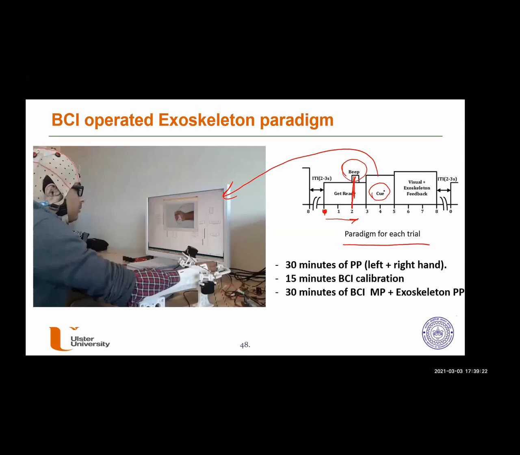And then if the person is thinking correctly, we get the BCI, the EEG signal, we get the EMG signal. And if the person is thinking correctly, then we actuate the exoskeleton. Okay, this is the paradigm for the trials. So we do 30% of physical practice, and then we do 15 minutes of BCI-based calibration and 30 minutes of BCI-based practice. This is our paradigm. The whole objective is to make the person think when the person is doing the exercise.